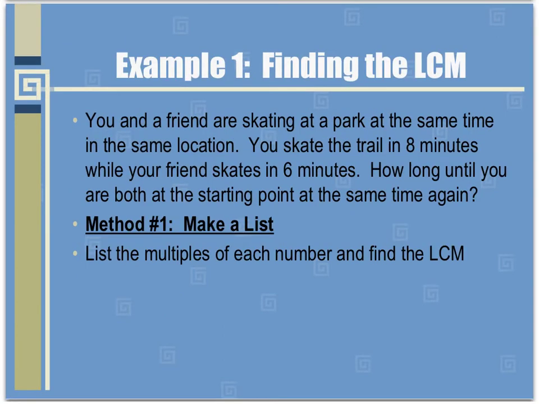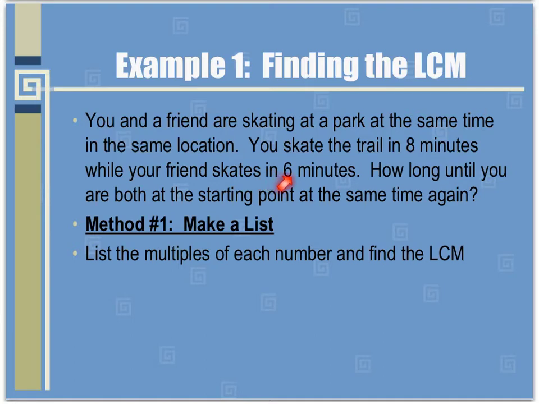So how do you apply this information of least common multiple? Here's an example that you would use an LCM skill to solve. You and a friend are skating at a park at the same time in the same location. Same time, same location is very important. You're skating the trail in 8 minutes. So in other words, just think of an oval. You go at the beginning of the trail, you loop around, you get to the very beginning again. It takes you 8 minutes to complete a lap on the trail.